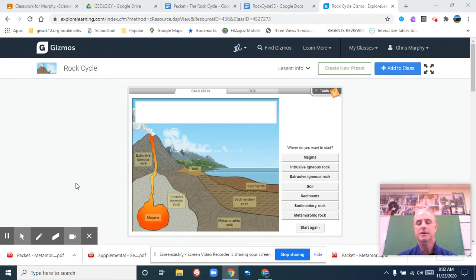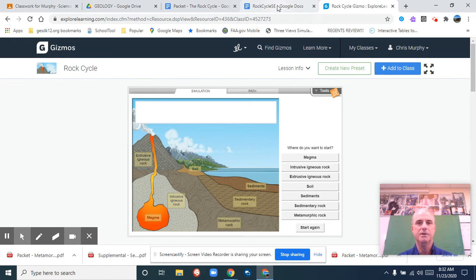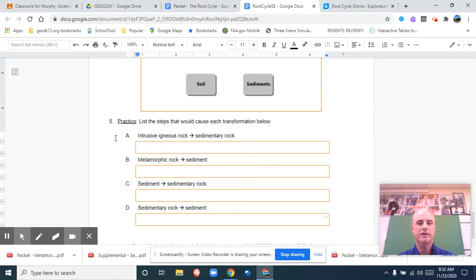I wanted to discuss a Gizmo called Rock Cycle, and I'm going to work particularly on the bottom section of the document, the practice A through D. If you're looking at this and you have your Gizmo up, which I do, you're looking at these practices. It says list the steps that would cause each transformation below. The first one they give us is intrusive igneous rocks to sedimentary rocks.